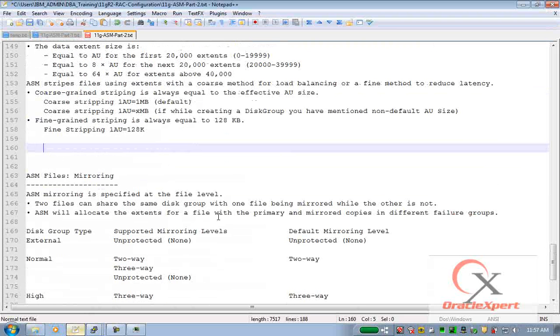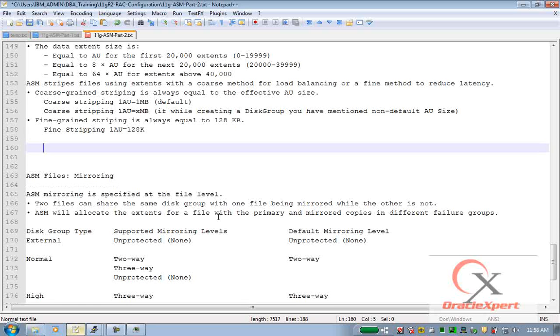So this is how the whole data is stored. When you store a file, first Oracle decides what would be the striping method, coarse or fine. If it's a control file, it will adopt fine striping. If it's any other file other than control file, it will adopt coarse striping. So it has to decide how many AUs, and what should be the size of each AU. Assume that I am talking about a disk group with all default parameters. AU size will be 1 MB.